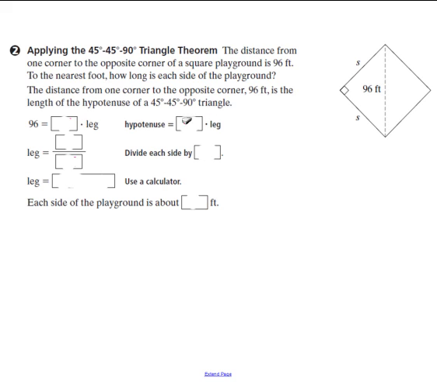We know that the sides are going to be congruent because it's a square. So we can just take our 45, 45, 90, where we take the square root of 2 times the leg equals the hypotenuse. In this case, though, we're trying to solve for the leg instead of the hypotenuse. So we would have to divide both sides by root 2, get 96 over root 2, and in this case they just want a decimal approximation instead of simplest radical, right? Things get messy when you have a radical in the denominator of a fraction. So approximately 68 feet on each side.